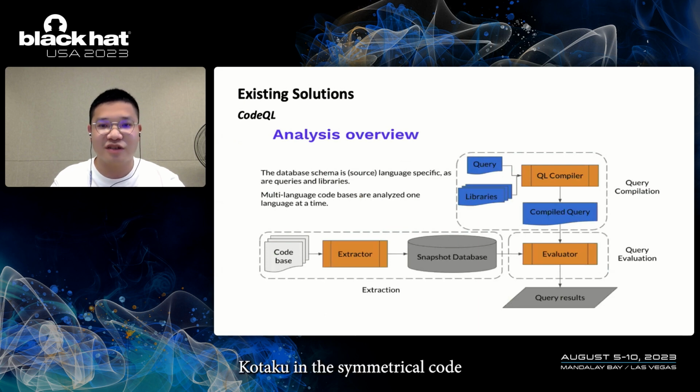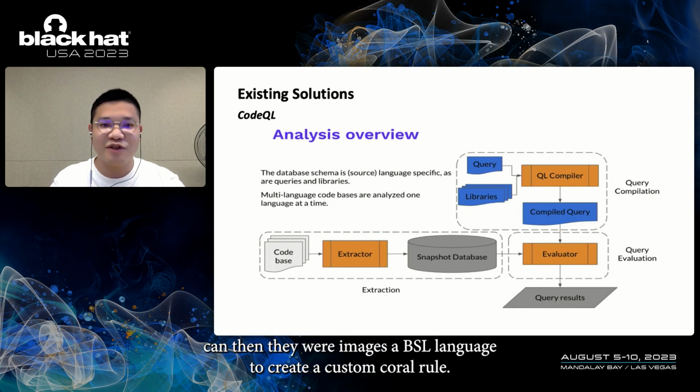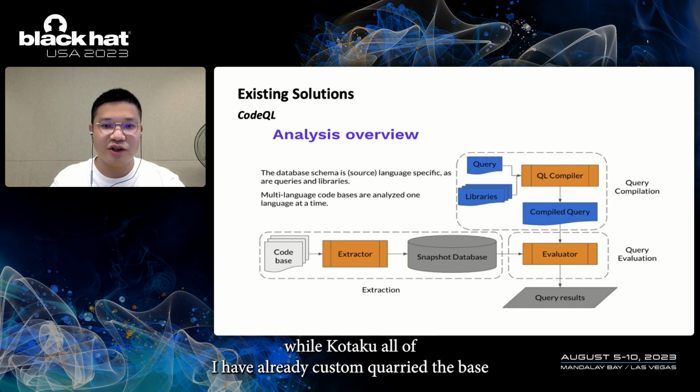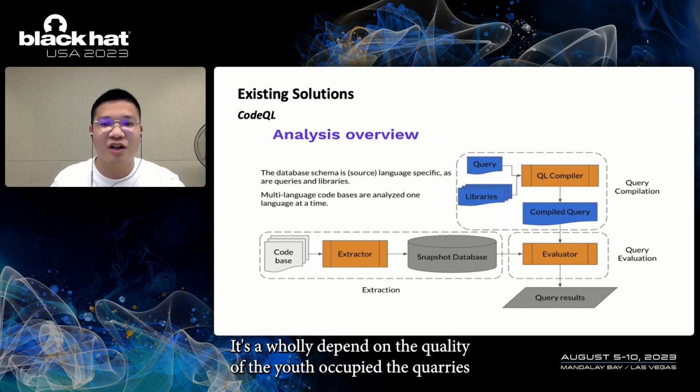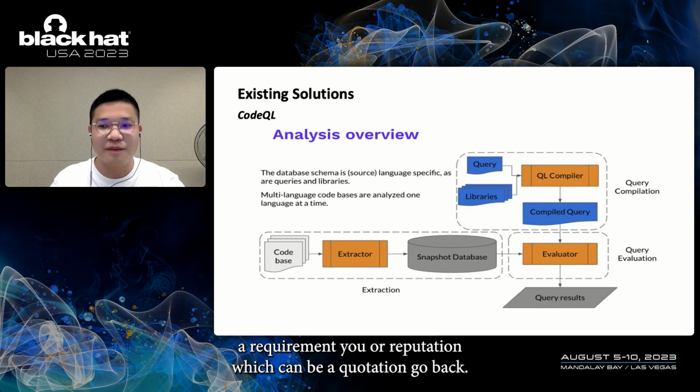CodeQL is a semantic code analysis engine provided by GitHub. As the slide shows, it extracts the summaries from the code base and stores them in snapshot databases. Users can then leverage its DSL to create custom query rules. CodeQL executes these queries and generates results, while offering a fully custom query interface. Its effectiveness is wholly dependent on the quality of the user-defined queries. And as a purely static solution, the results it generates require manual verification, which can be a potential drawback.